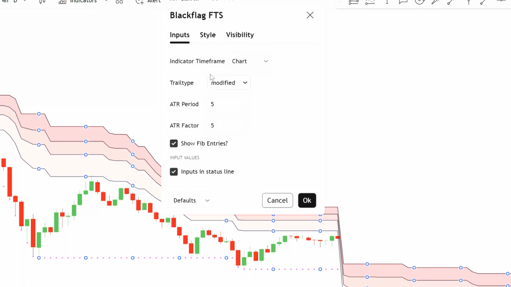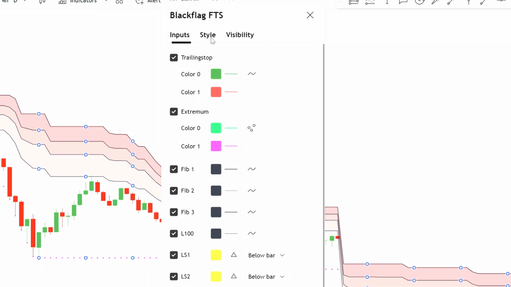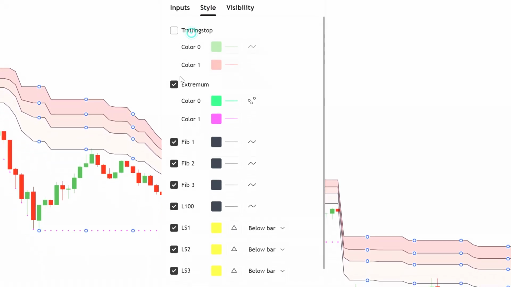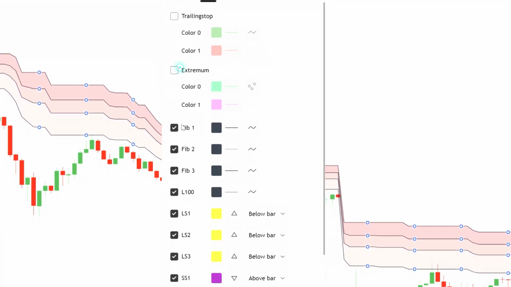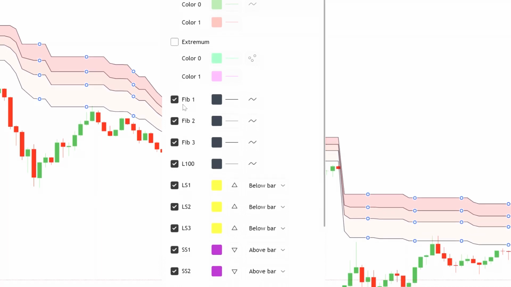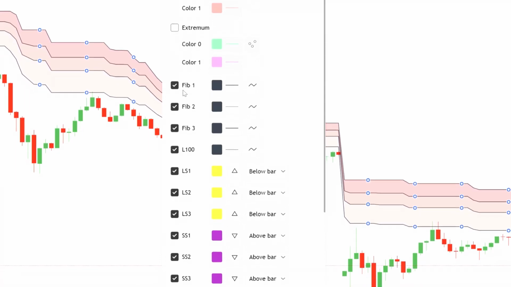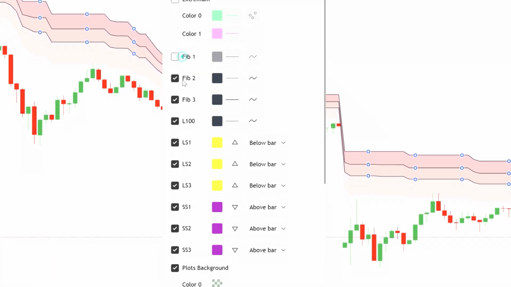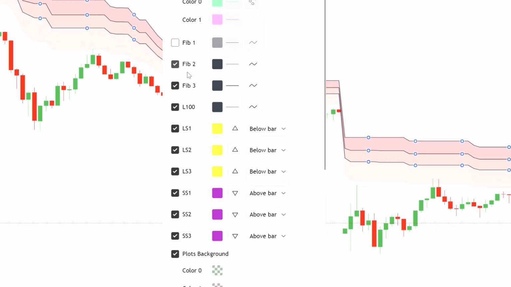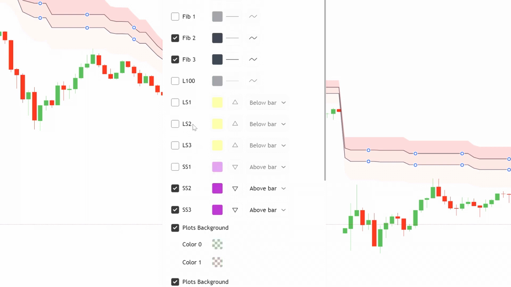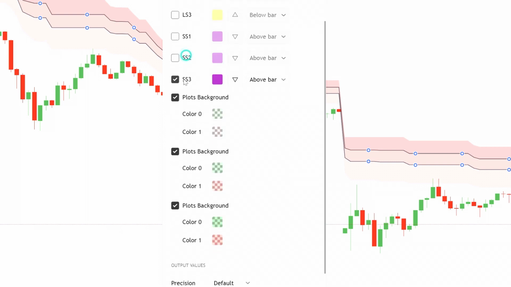Now the super important part for keeping your chart easy to read, click over to the style tab. Man, that's a ton of stuff in here, right? Different plots and lines and all kinds of options. But for our strategy, we want to clear out the noise. So here's the deal. We're gonna uncheck almost everything in the style tab. Yeah, uncheck it all. The only thing you need to have a check mark next to are Fib 2 and Fib 3. And then scroll down near the bottom of the list for the second plot background option. Make sure those 3 are checked and everything else is turned off.